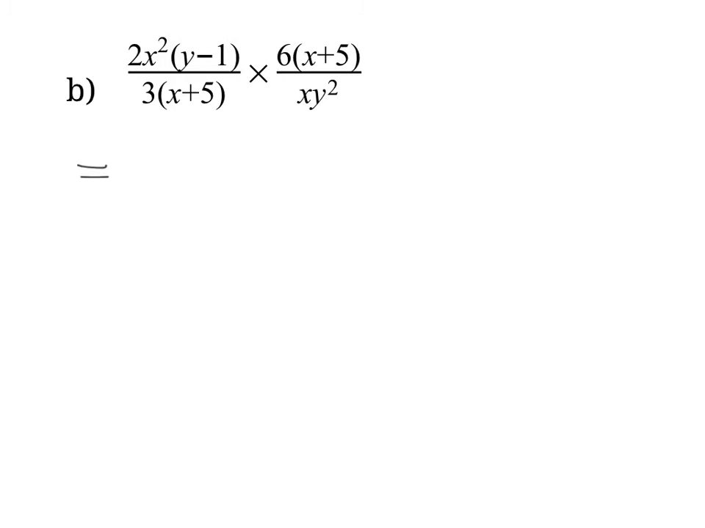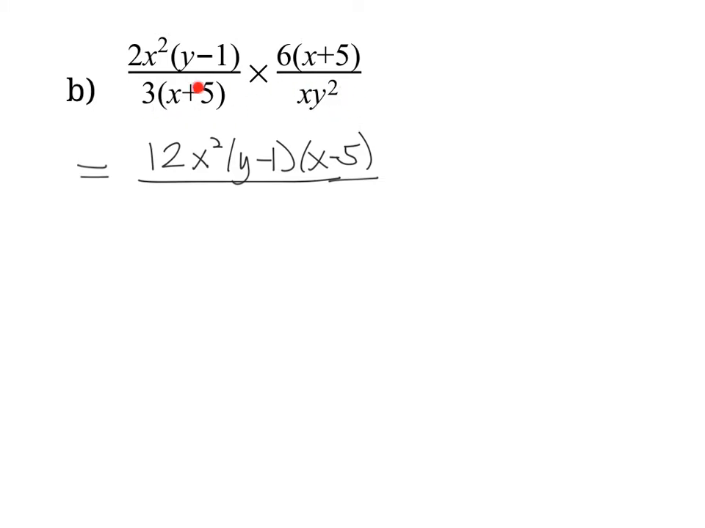So now we're ready to multiply, and we can see that the 2 and the 6, when we multiply those together, that can simplify to just 12. And then I have an x squared, I have a y minus 1, and I have an x plus 5. So I've listed all of the factors here, and I've just simplified one. So I have 2. That was taken care of in the 12 because we have 2 times 6. I have the x squared, I have the y minus 1, and I have the x plus 5.